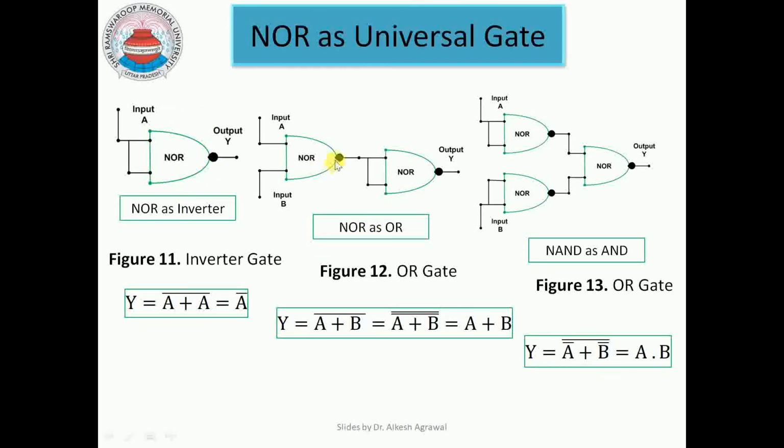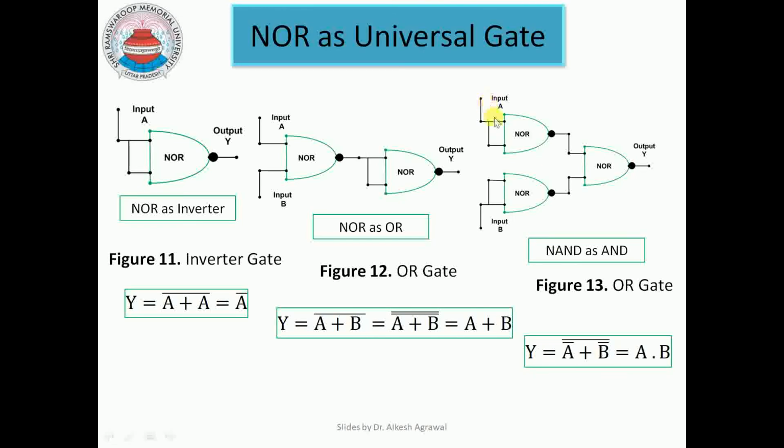Here again the output is cascaded to the input, with both inputs shorted. So this is input A, this is input B, and at the output we are getting (A or B) inversion. Again the signal is inverted, so these two inversions are nullified, and what we get is A or B. So here these two NOR gates are used to implement an OR gate.